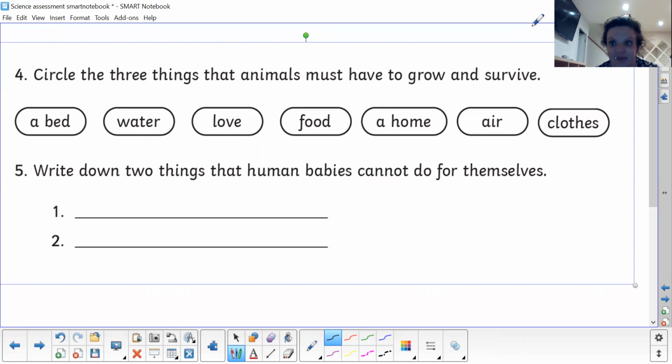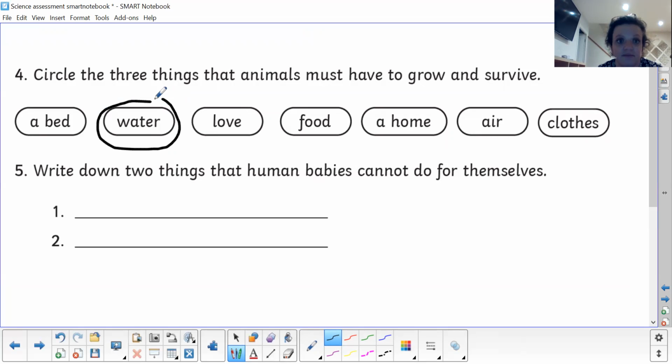Okay, well done if you've done that. Absolutely brilliant. So the 3 things you must have to survive, to grow and survive, are water, food, and air. If you don't have those three things, there's no point. You can't do anything else. You have to be able to breathe in the oxygen, eat food and drink water or fluids.